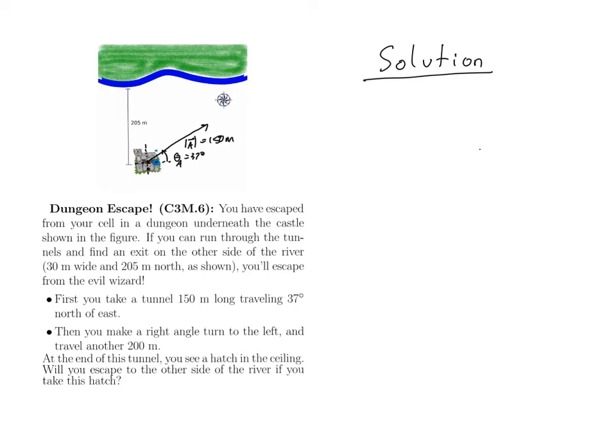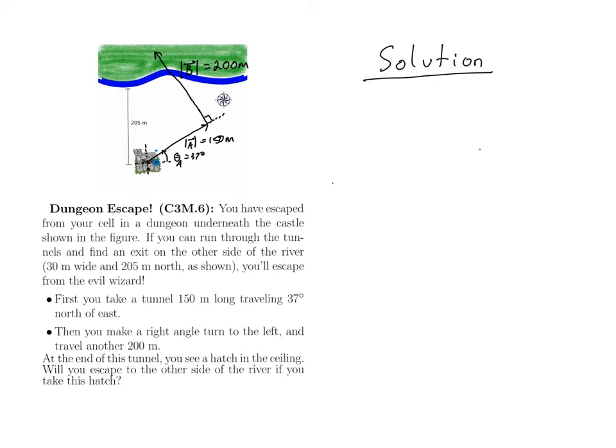The next instruction says I make a right angle turn to the left and travel another 200 meters. A right angle turn in this situation means that angle right there is 90, and then I go another 200 meters. Based on my picture, it does look like I'm going to get to the other side. I'm going to give that vector the name B, with a magnitude of 200 meters and an angle of 90 degrees right there.